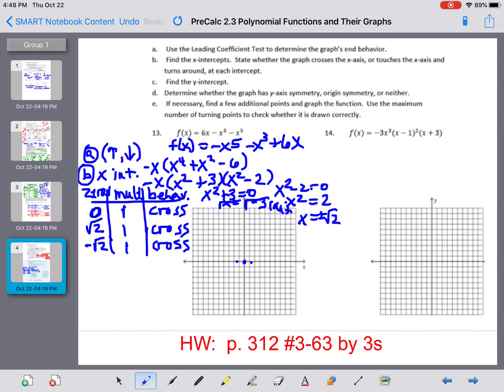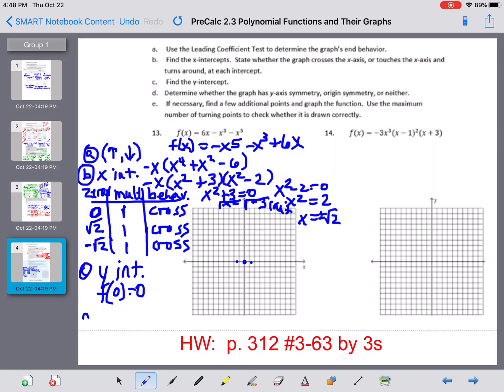So let's see. I found the x-intercepts. I stated whether they cross or touch the x-axis, turn around at each intercept. Okay, so for C, I want the y-intercept. Y-intercept is if I plug in 0 for x, what do I get? And it looks like if I plug in 0 for x, I get 0. So that makes sense. I already can see I'm crossing right there, right?